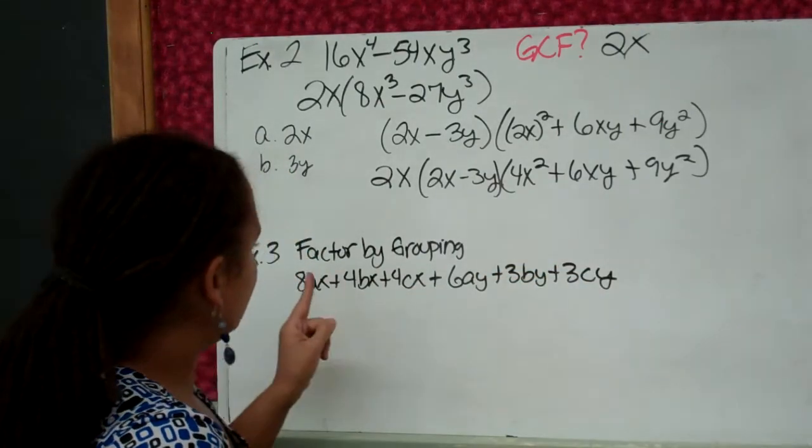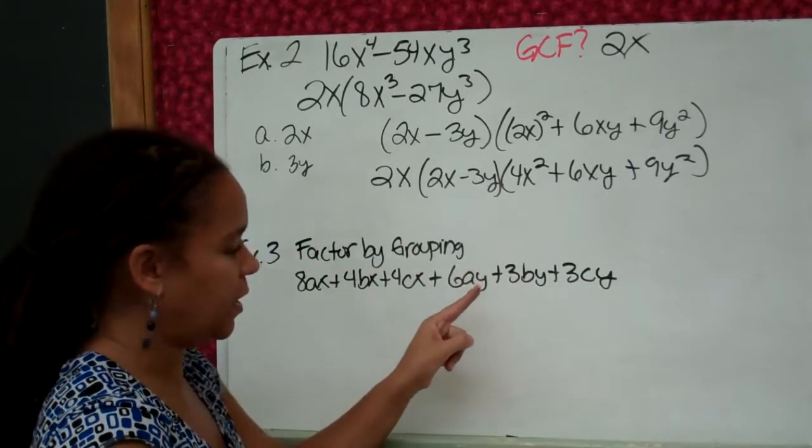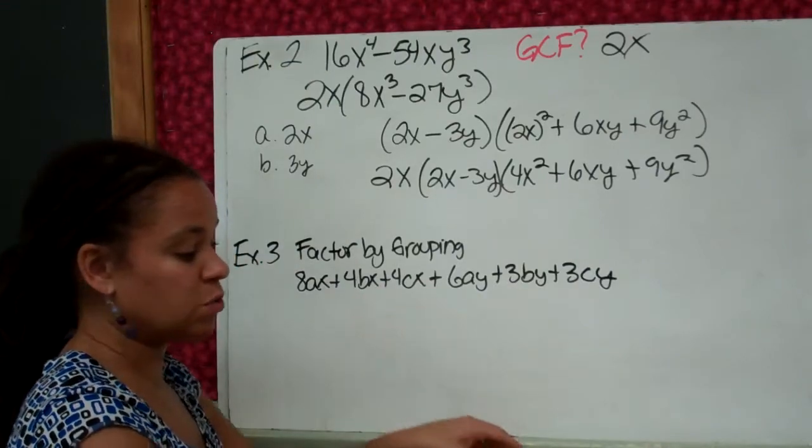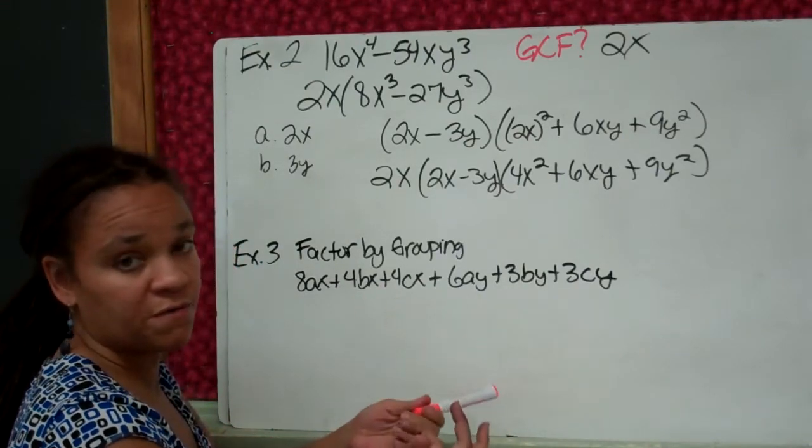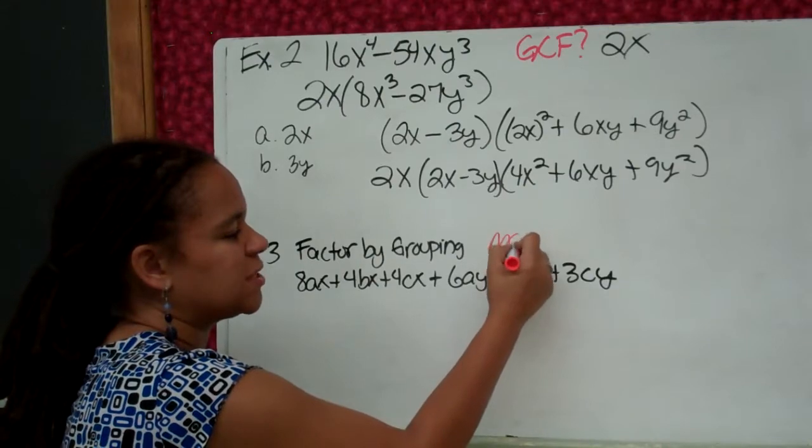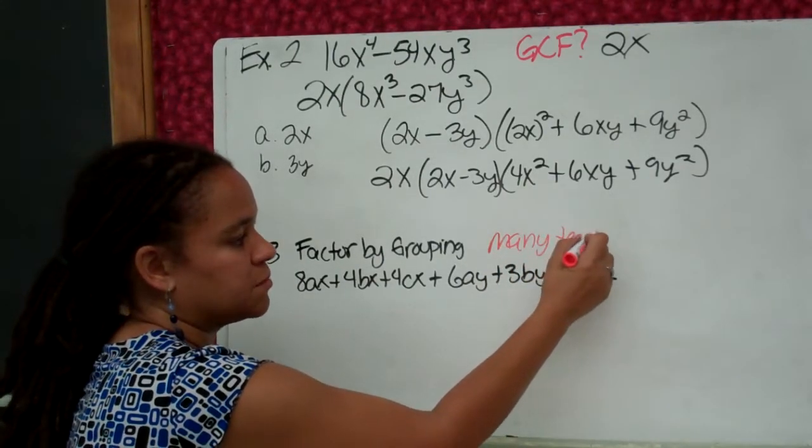All right, now let's look at something called factoring by grouping. This is something you use when you have more than 3 or 4 terms. So when you have, let's just say, many terms.